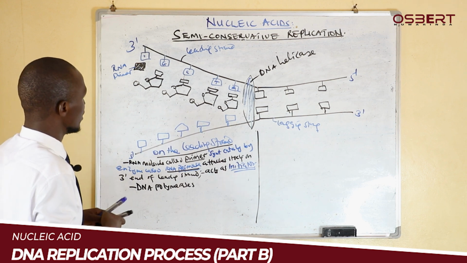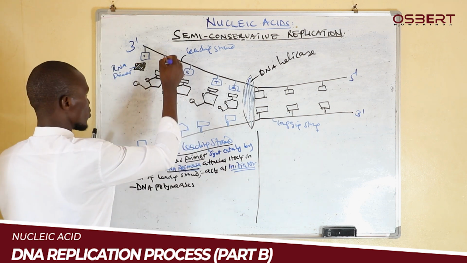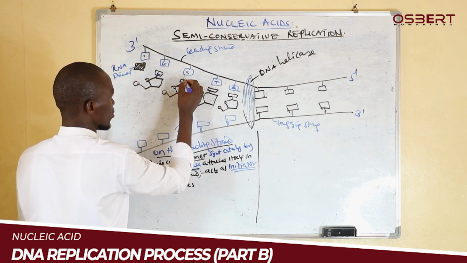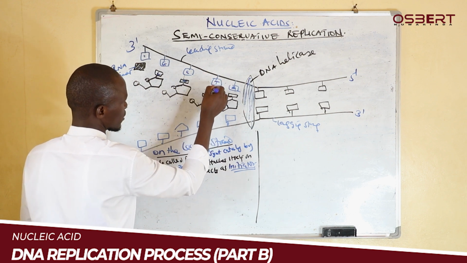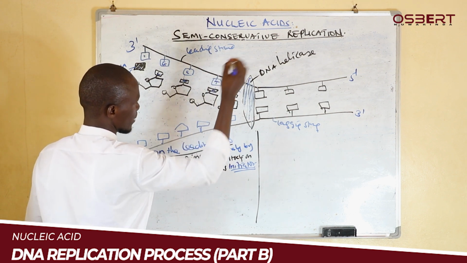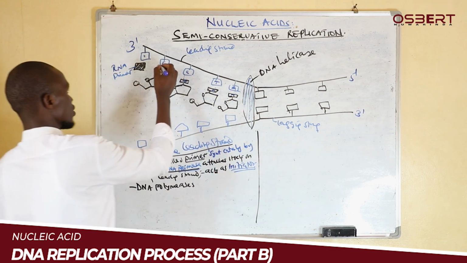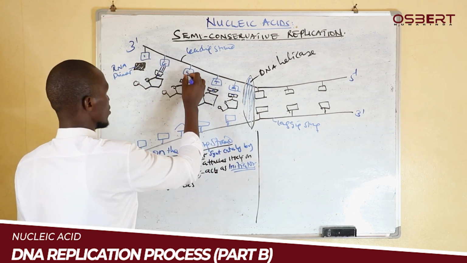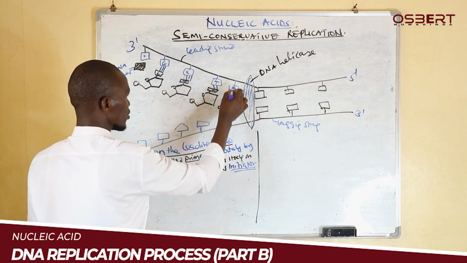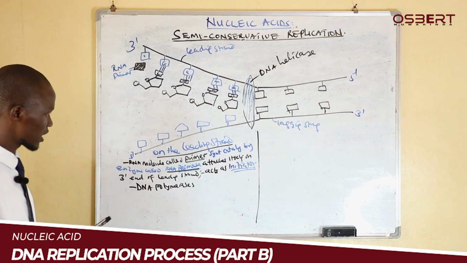So it means, like I told you, if this is guanine, this must be cytosine, this must be guanine. Following the complementary base pairing rule, this must be adenine. This must be thymine. And of course, here we should have 3 hydrogen bonds, 3 hydrogen bonds, 2 hydrogen bonds, 2 hydrogen bonds, if we have to follow the complementary base pairing rule.